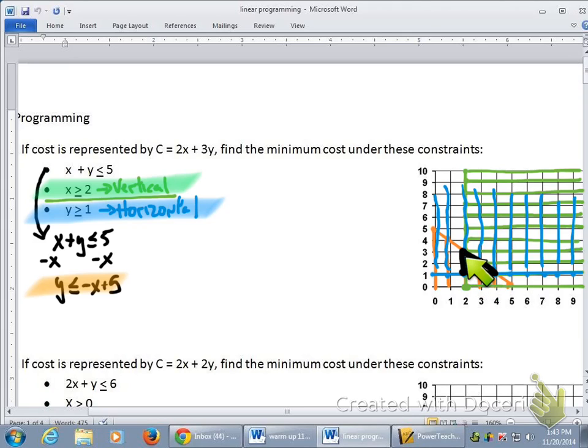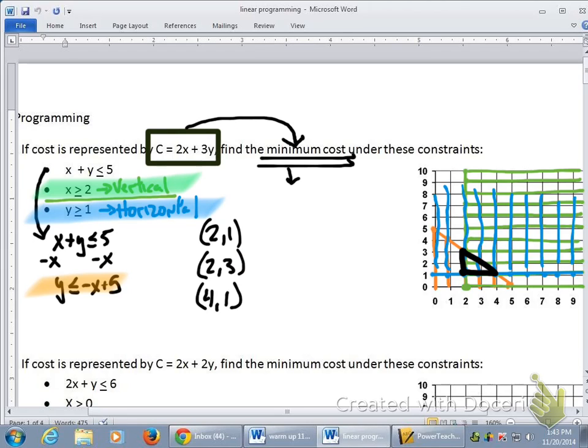Once I know that, I'm going to identify the actual 3 corners of that. So those 3 corners are (2, 1), (2, 3), and (4, 1). Alright, and that's just these 3 corners. Now to find the actual minimum cost, we're going to use this function and these points. We're going to find out that the minimum cost must happen at one of those points. So I take that function and plug these points into the function to find out which one is going to give me the smallest value.